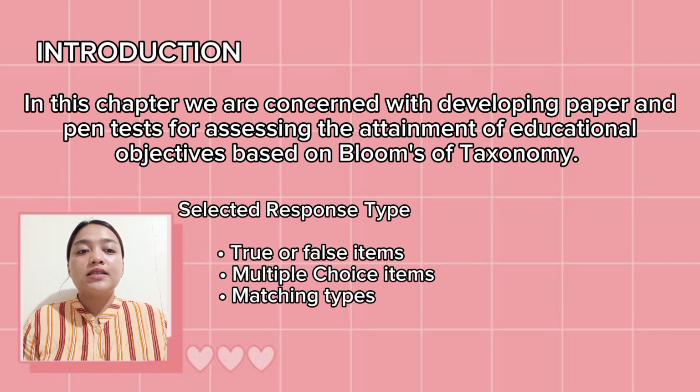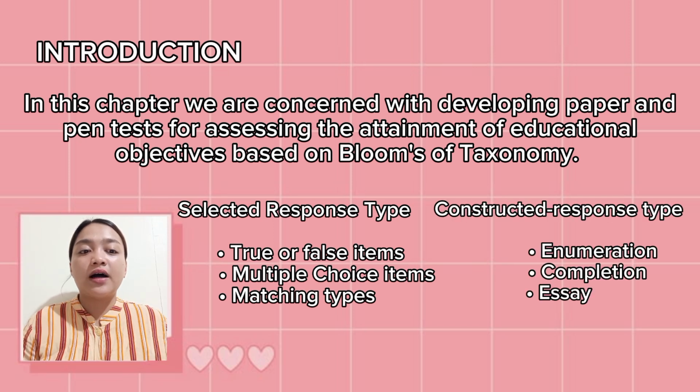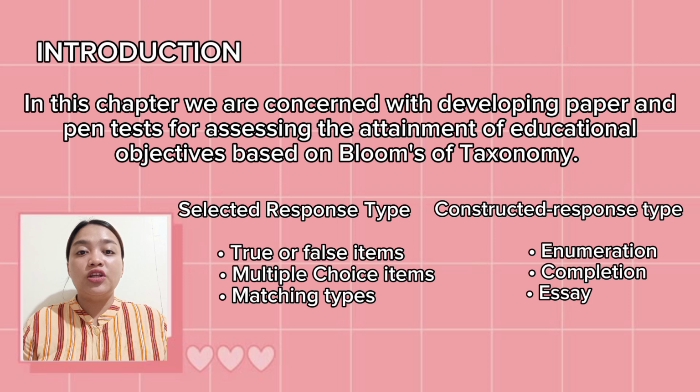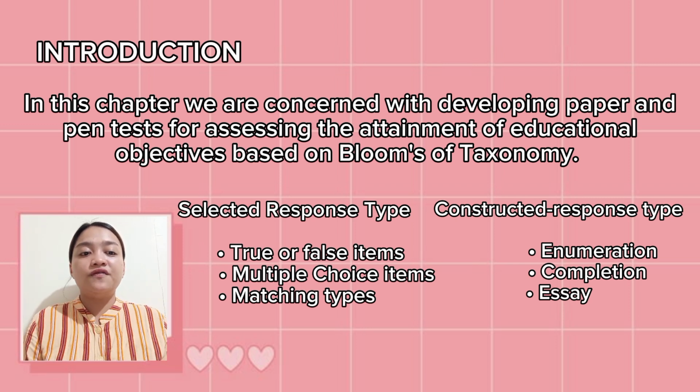When we say selected response, it includes true or false items, multiple choice items, and matching type. While the constructed response includes enumeration, completion, and essays. The construction of valid test items begins with a table of specifications or TOS. So, ang pagbuhat og valid test daw is magsugod jud siya sa TOS. Madiscuss na nato later on kung unsay purpose aning TOS.